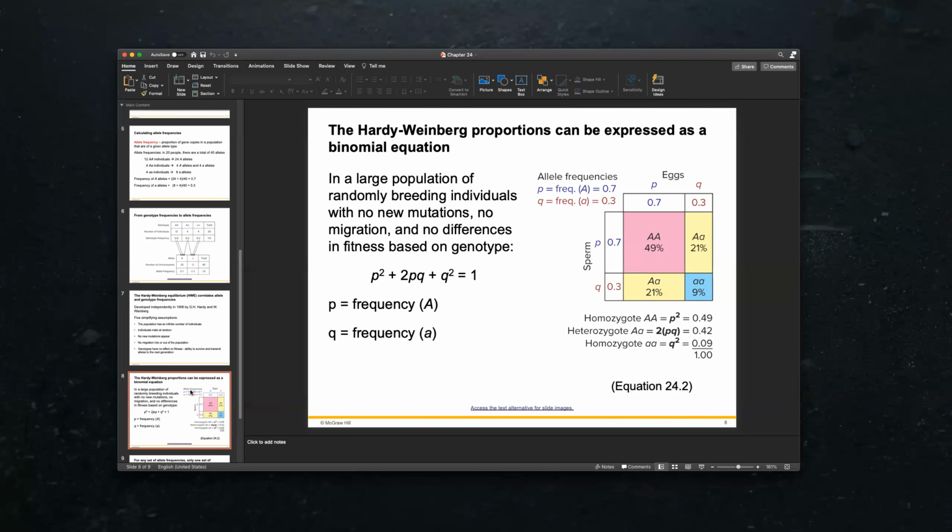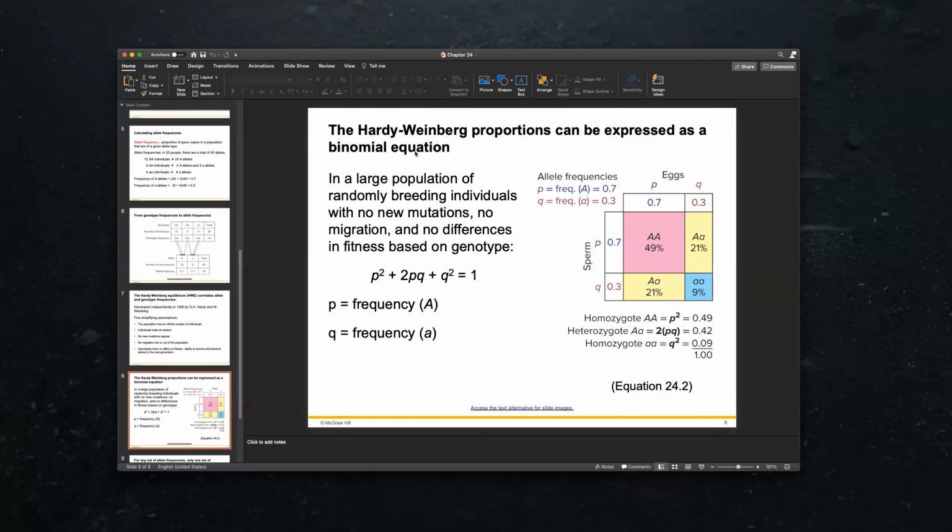So basically, P represents the frequency of A, the allele for A. Q represents the frequency for the little a. And that's the formula. I can write it down, because you're also going to see this. So P plus Q is equal to 1.